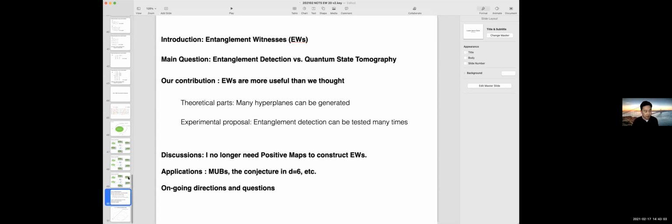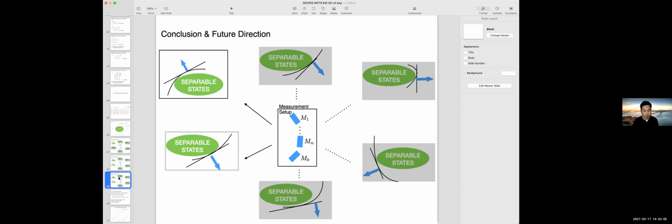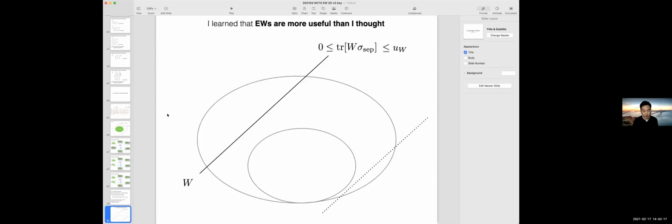Okay, and in the future, of course, I want to keep opening the boxes to find that this device measurement setup is even more useful to detect entangled states. Okay, and again, this is the last message I want to tell you. I mean, through this project, I've learned that entanglement witnesses are more useful than I thought before.